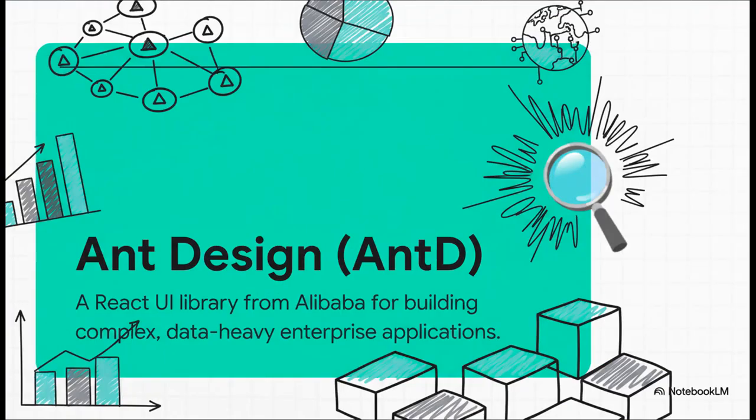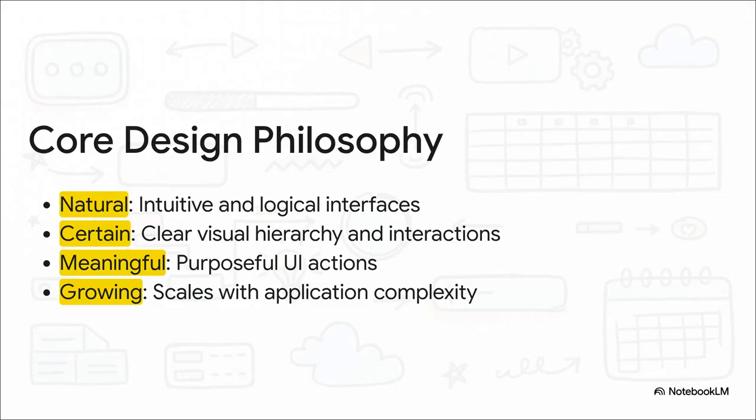So what is it really? Ant Design, or Ant-D as you'll hear it called, is a React UI library that comes straight from the tech giant Alibaba. And its entire reason to exist? To make building those complex, data-heavy apps not just possible, but faster and way more consistent. But here's the thing. Ant-D is way more than just a box of pre-made components. It's a whole design system, and it's built on these 4 core ideas: being natural, certain, meaningful, and growing. The whole point is to help you create interfaces that just make sense to the user, and that won't fall apart when your app starts getting really complex.